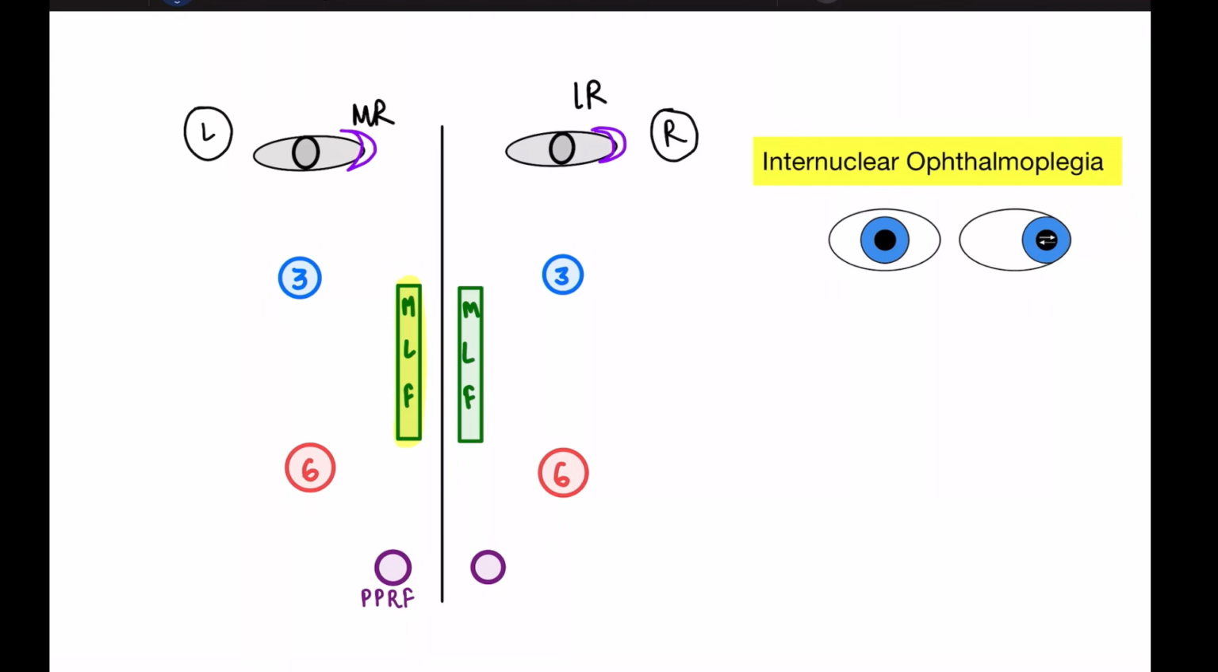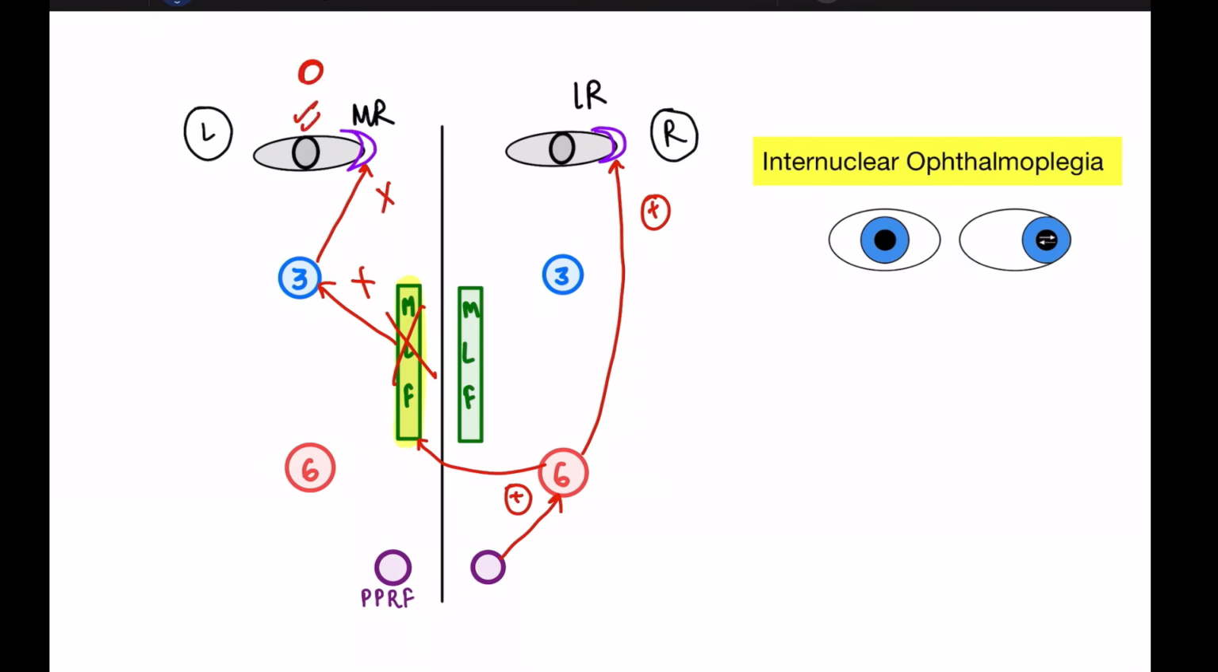When I want to look towards the right, the PPRF is giving a signal to the sixth nerve. The sixth nerve is giving a signal to the lateral rectus. The sixth nerve is trying to give a signal to the medial longitudinal fasciculus, but the medial longitudinal fasciculus is not working. So it will not give a signal to the third nerve, and the third nerve will not make the medial rectus contract, and this eye will remain static. This eye will not move at all. So this eye tried to move here, but this eye remains static.